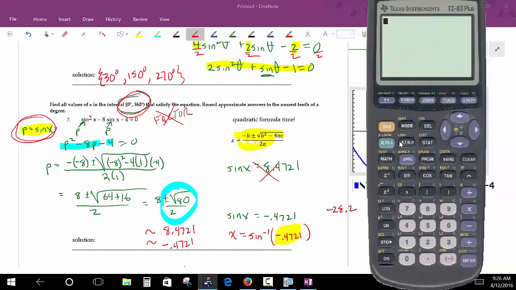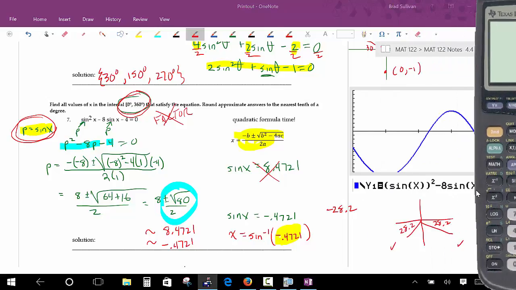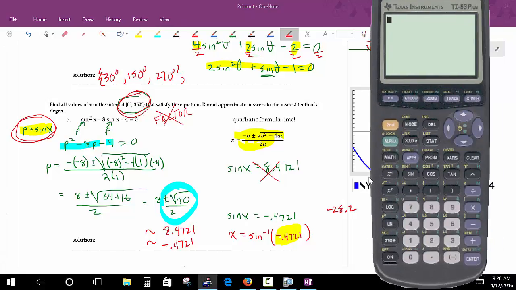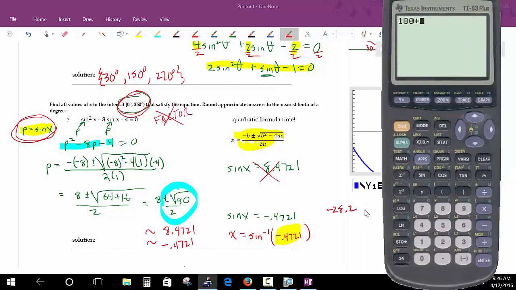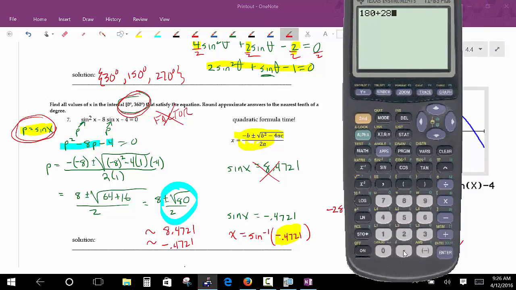So how would I find the quadrant 3 answer on the calculator? I would do 180 plus the reference angle, right? So I'm going to do 180 plus that reference angle, which is 28.2. And then that'll give one of my answers, 208.2. That's my quadrant 3 answer.